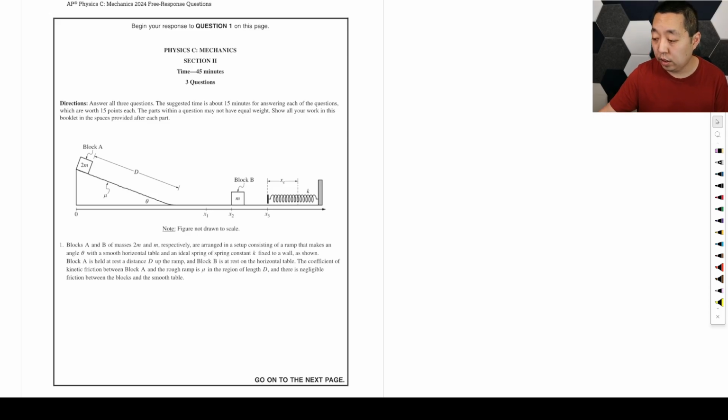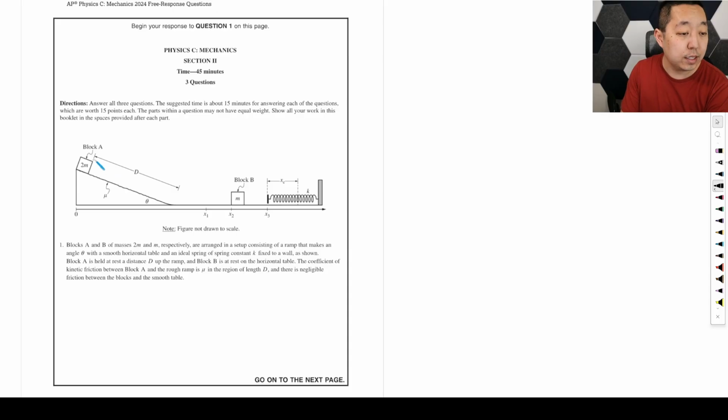All right, so now we're looking at FRQ set number 2 for the 2024 AP Physics C Mechanics exam. If there are any corrections, I will put them as a pinned comment, and you guys will point out anything I did wrong. So let's go.